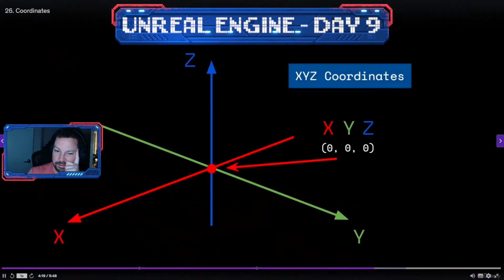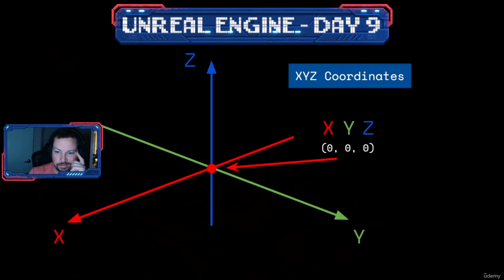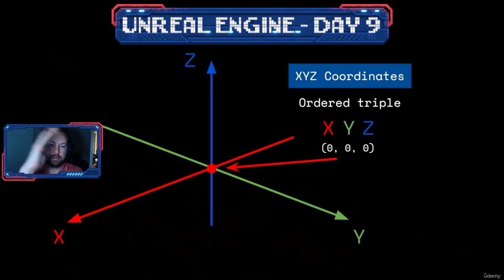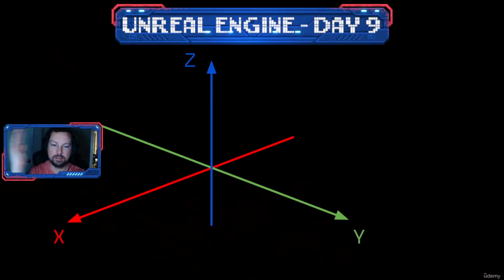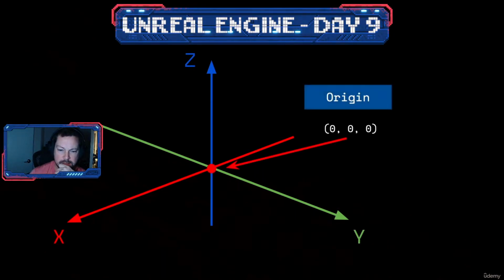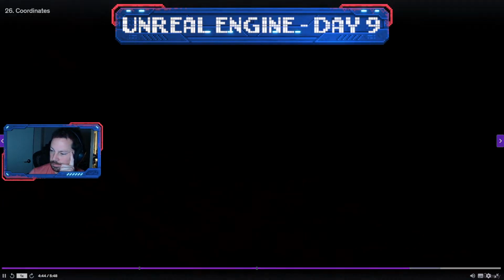Your xyz coordinates. Simple. And they can be represented by an ordered triple, with x first, then y, and then z last. In any coordinate system, the point where all coordinates are equal to 0 is called the origin. That's right here in the three-dimensional coordinate system. And in 2D space, it would be the point 0, 0.